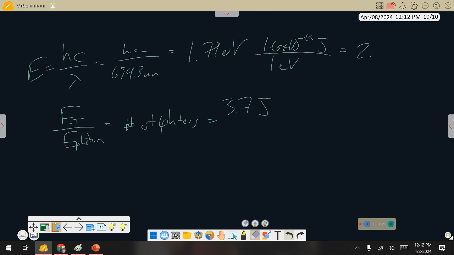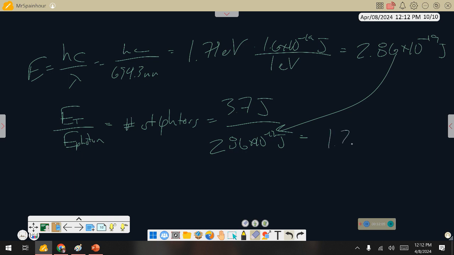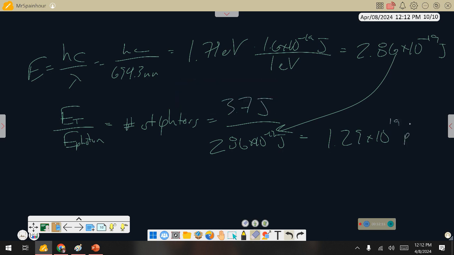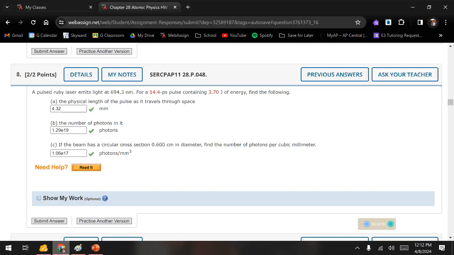And I get that this is 2.86 times 10 to the negative 19th joules. That comes right down here. So I take my red number, 3.7, divided by that, and I get 1.29 times 10 to the 19th photons. Yep.